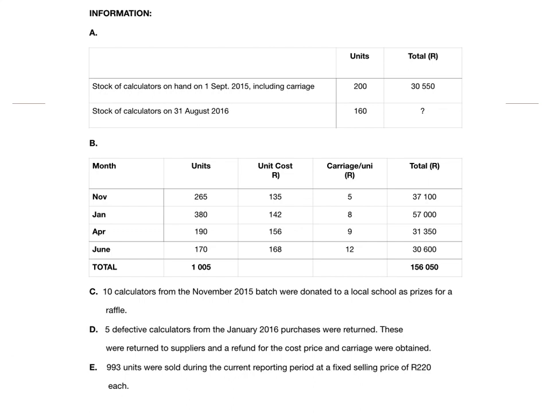We are told that 10 calculators from the November 2015 batch were donated to a local school as prizes for a raffle. 5 defective calculators or dysfunctional calculators from the January 2016 purchases were also returned. These were returned to suppliers and a refund for the cost price and carriage were obtained. E there says 993 units were sold during the current financial period at a fixed selling price of 220 each.